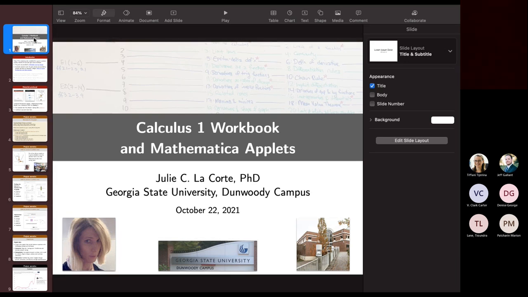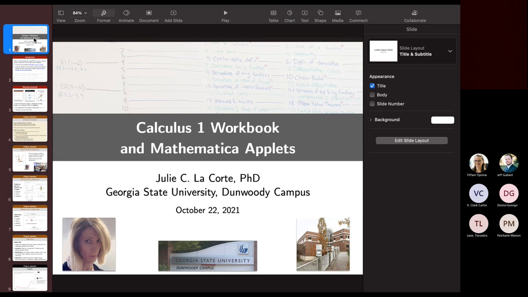Hello. So I want to know, I know that Georgia State has the Mathematica license for all students and everyone on campus, but if the university doesn't have the Mathematica license, do you think we will still be able to use the applet? Yes. The Wolfram CDF Player does not require a site license. It's a free download, and it can run the applets as is.